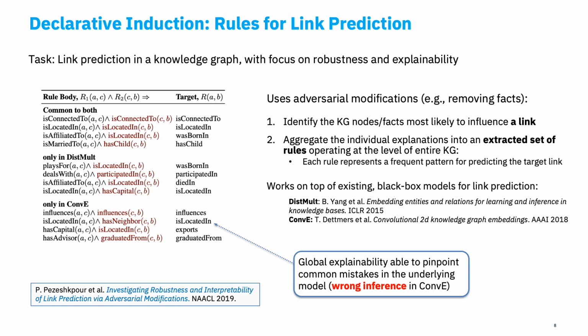As the authors point out, one advantage of having global explainability in the form of rules is that one can pinpoint common mistakes in the underlying model. For example, by looking at this rule for is located in, one can see a pattern for wrong inference in the underlying ConvE model. Concretely, the rule says that if A is located in C and C has neighbor B, then A is located in B. But this is wrong.